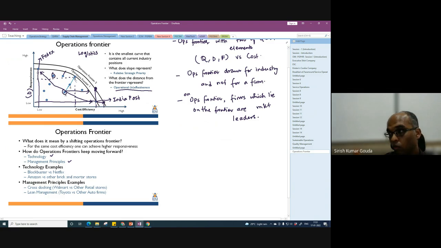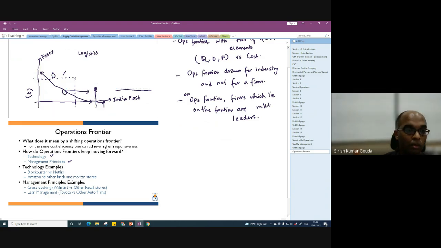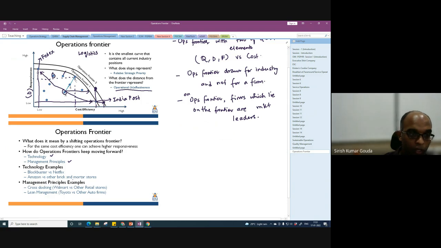The same way, if you look at Amazon versus other brick and mortar stores, Amazon also brought in a lot of changes through technology. Similarly, using management principles, several organizations brought about a lot of change. And no better example than Toyota, which is considered one of the hallmarks of bringing about changes in quality, and which also introduced to the world the principles of lean management. We will discuss that more as we go forward in this course.